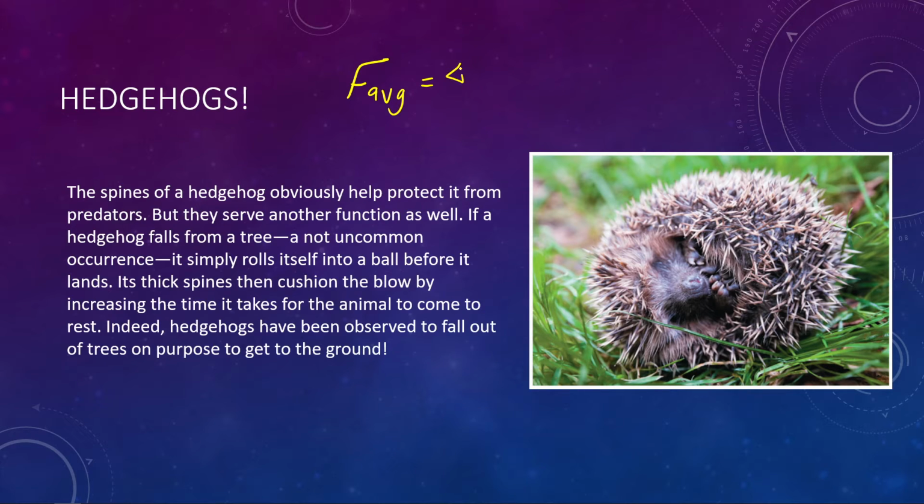F average equals delta P over delta T. What's happening here is by falling on its cushioned spines, it takes more time to collide with the ground, more time to slow down and be cushioned in its fall. So you're increasing the value in the denominator, meaning you're dividing by more, making your average force smaller. So this hedgehog, I'm assuming, doesn't understand the impulse momentum theorem, but it does know to fall on its back so that its fall is cushioned and increases the time it takes to collide with the ground.